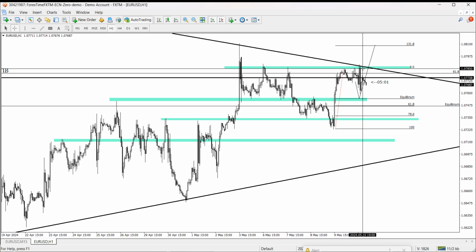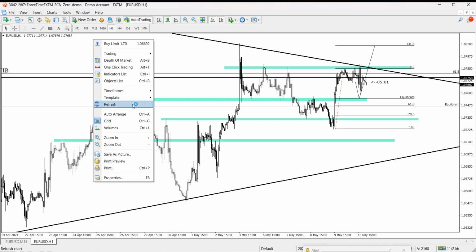Price retested this zone by about 5 pips, and did a break to the downside. Could have done that. There's also news anyway, which was mixed. I'll just say it was mixed, right?